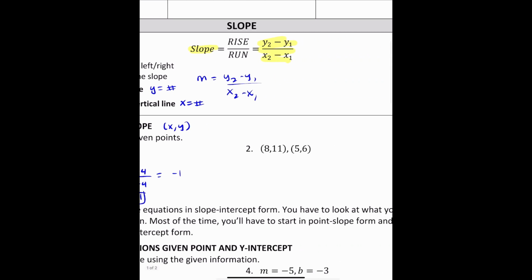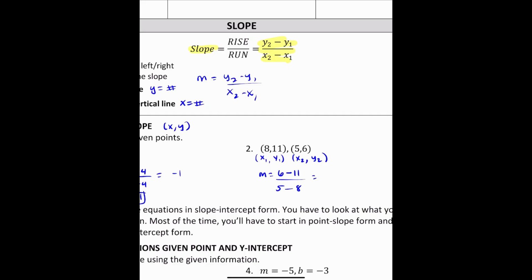Now let's try number 2. We have 8, 11 and 5, 6. So 8 is my first x, 11 is my first y, and 5 is my second x, and 6 is my second y. So remember, slope is y2 minus y1 over x2 minus x1. So m equals my second y, which is 6, minus my first y, which is 11, all over x2, that's 5, minus 8, which is my first x.